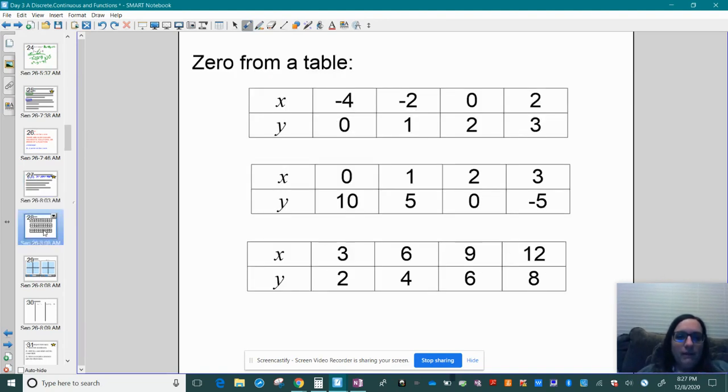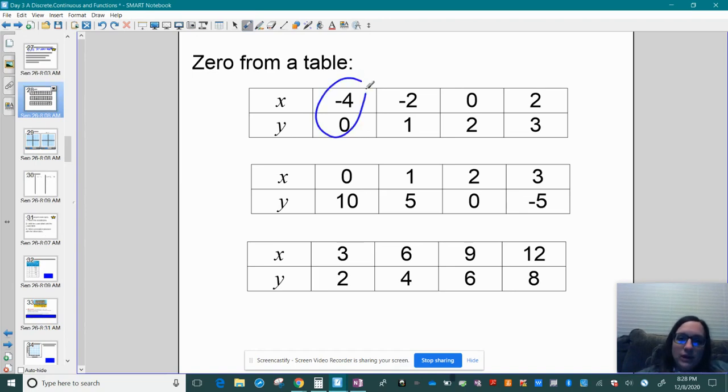So let's practice zeros from a table. Well, look, I got one here. y is 0, x is a value. This is not the x-intercept, it's the y-intercept. So remember, if they just want a 0, singular, we're looking for the x-intercept, or the one where we have a value for x and y is 0.